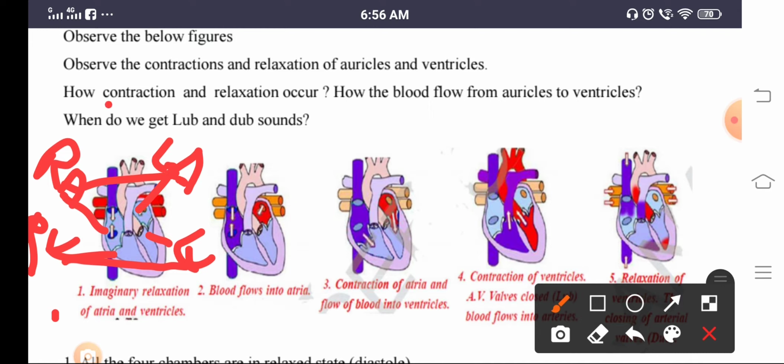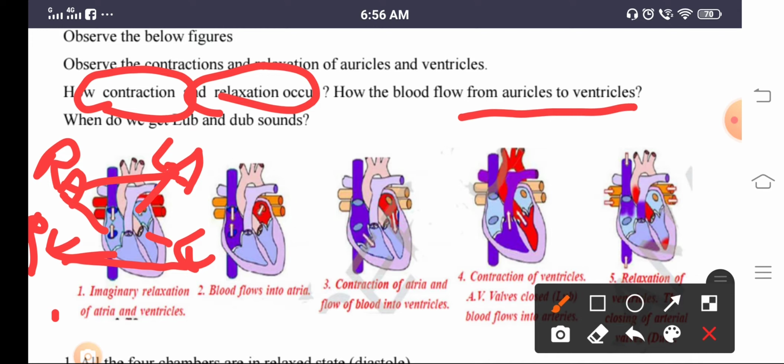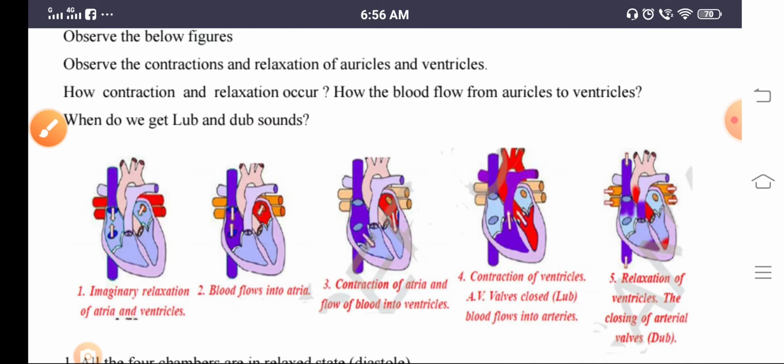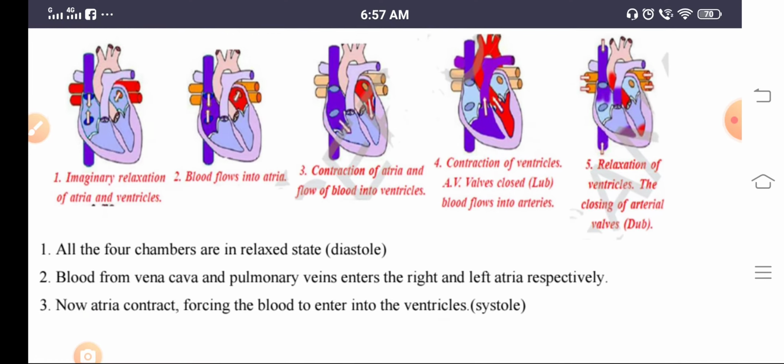How does contraction take place, and how does relaxation occur? How does the blood flow from the auricles to the ventricles, and when do we get the lub and dub sounds? This is very important. Now let us discuss it. Let us take it in 5 steps.